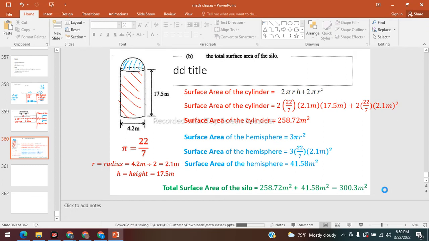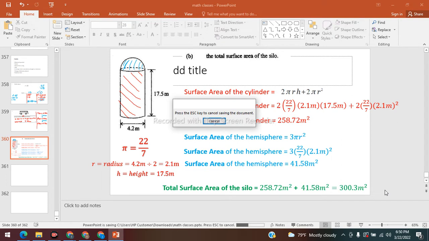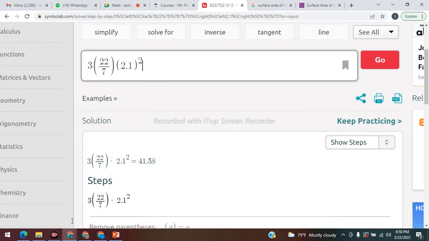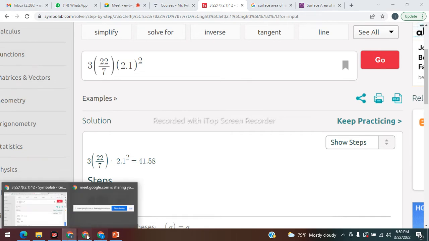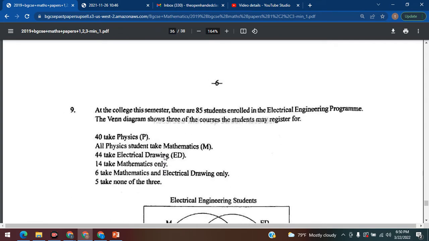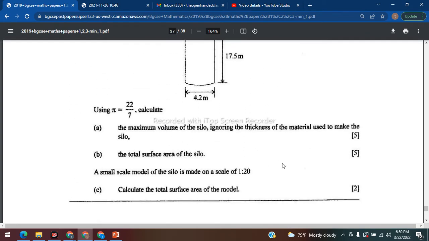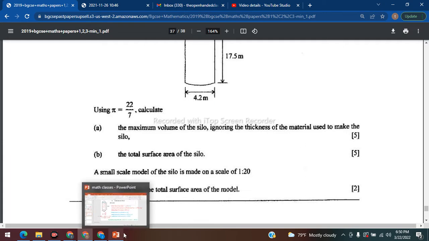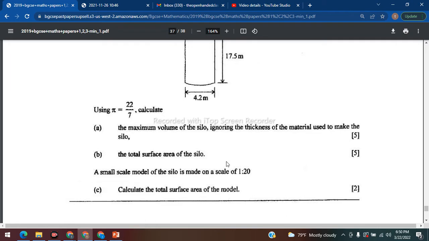How many points does a question like this is worth? According to them, they'll give you 5 points for the total surface area, and 5 points for the volume. That's paper 3.